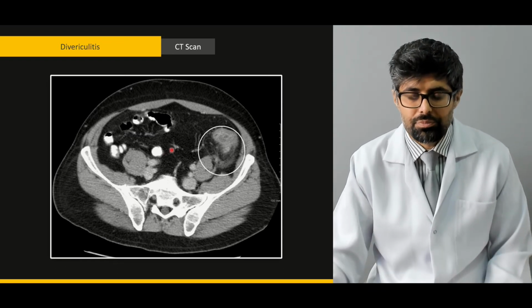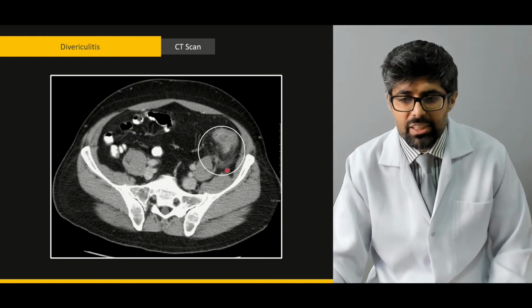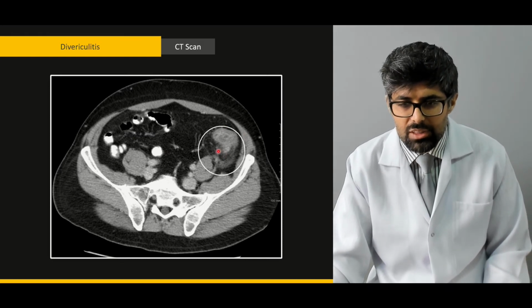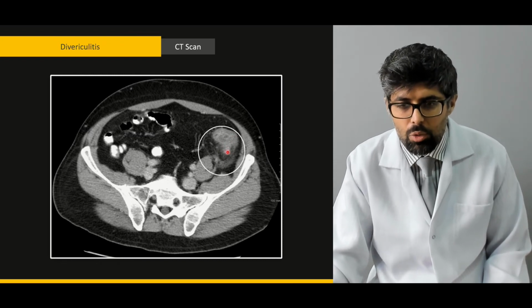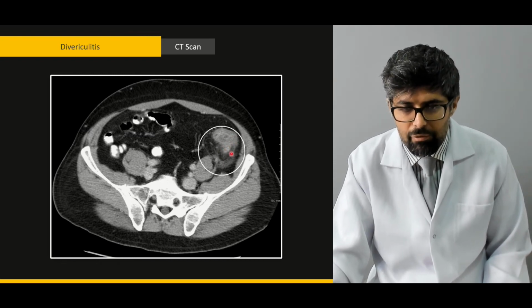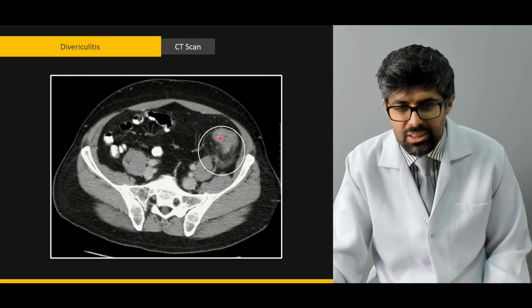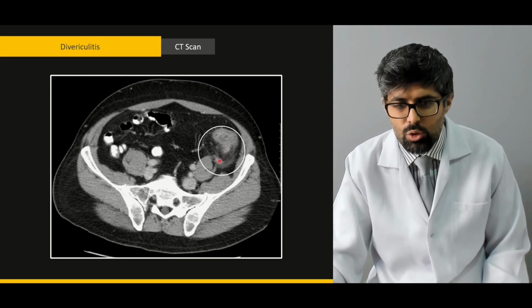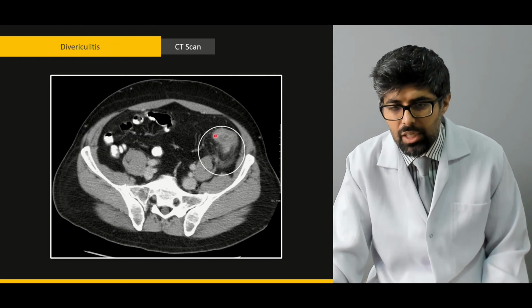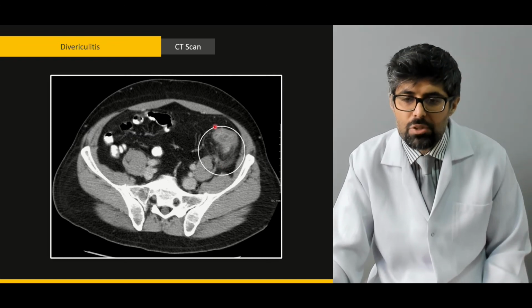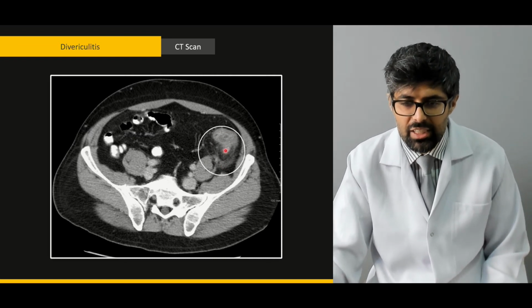diverticulitis. Here we have an axial CT where this is the large intestine and this is the diverticula, which has both inflamed and increased in size. This is the lumen of the large intestine and this is the diverticula, which has inflamed in size.